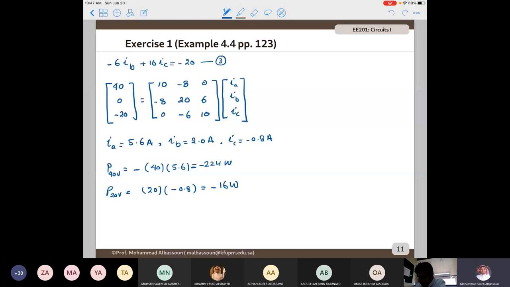So in this case, V naught will be 8 times (IA minus IB), which is in this case 28.8 volts. Okay. Any question about this exercise?